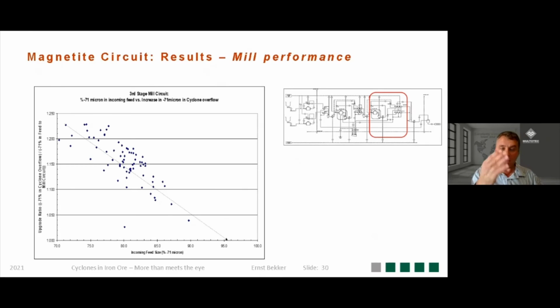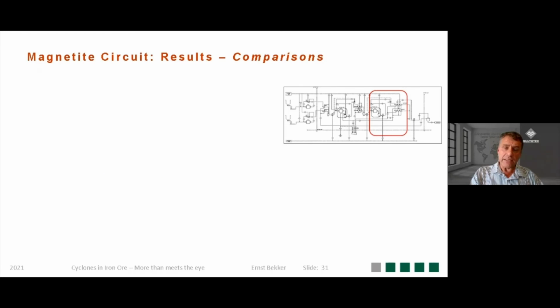So we went back and we looked again at the data around the mill, and it indicated that you're not really going to see more than 96% minus 71 micron coming from the mill circuit. So then you're not going to see that in the cyclone overflow either, because the cyclone cannot produce a finer overflow than the mill itself.